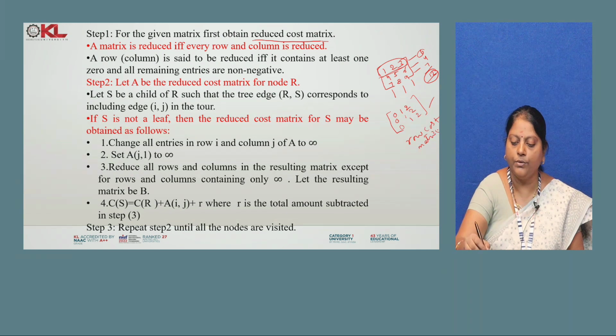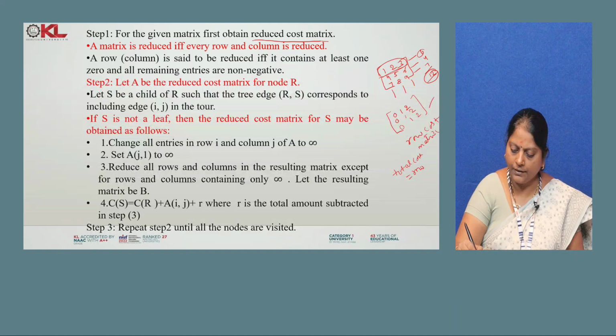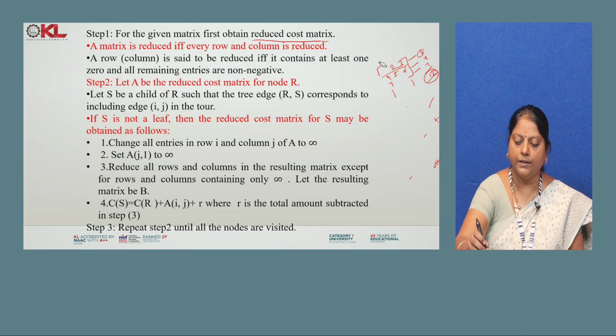In a similar way we have to examine the columns also. Then we have to sum up the total reduced cost, which is equal to the reduced row cost plus the reduced column cost, and then we get the total reduced cost. So in this way we have to find the reduced cost matrix.